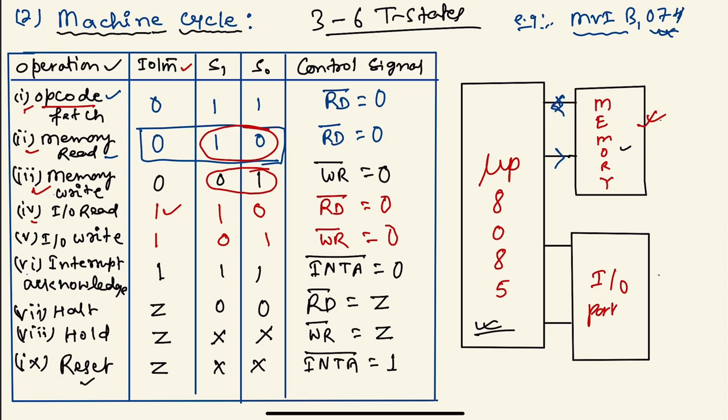So I hope you understand this machine cycle. For the execution of any operation, such as opcode fetch or memory read, how much time is required is referred to as a machine cycle. And this table gives the idea of what the status of the status signals as well as IO/M bar is at that time.